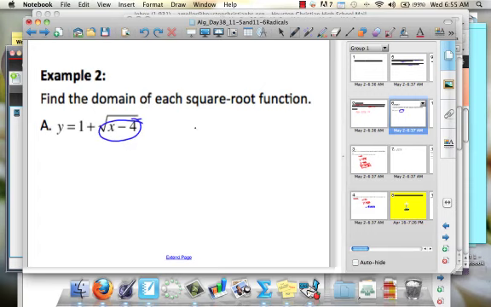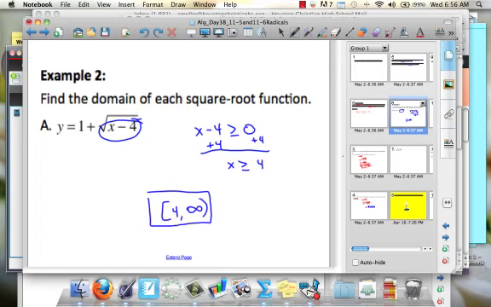The stuff inside a square root cannot be negative, so this stuff right here can't be negative. So in order to find the domain, I'm going to say x minus 4 has to be greater than or equal to 0. Then I'm going to solve for x. I'm going to add 4 to both sides, and that gives me x has to be greater than or equal to 4. So there's my domain. I'm going to write it in interval notation. The smallest value is 4 and anything bigger than that. So there's my interval notation, including 4 but not including infinity, and this is my domain.